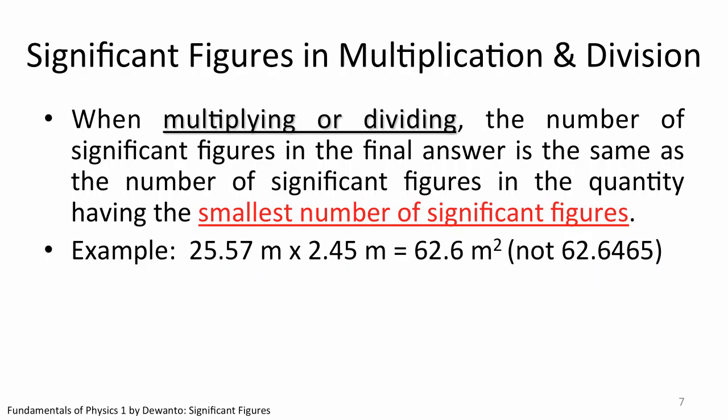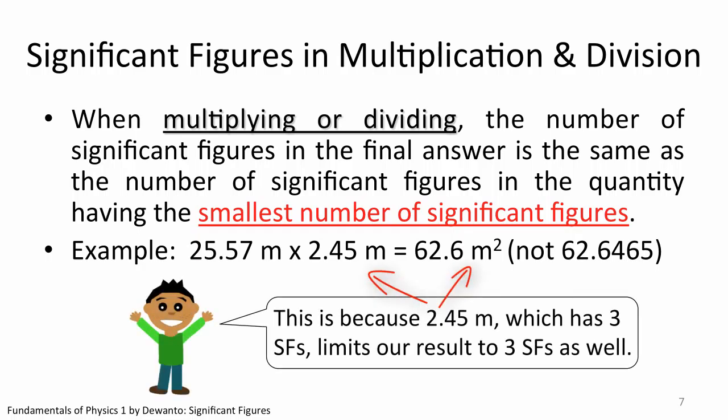So you have to reduce the number of significant figures in your answer to 3, which is the number of significant figures in 2.45. Remember, just now we established the fact that 2.45 is the quantity with least number of significant figures. Hence, instead of 62.6465, the right answer, which takes proper account of the significant figures, is 62.6 meters square. 62.6 carries three significant figures.